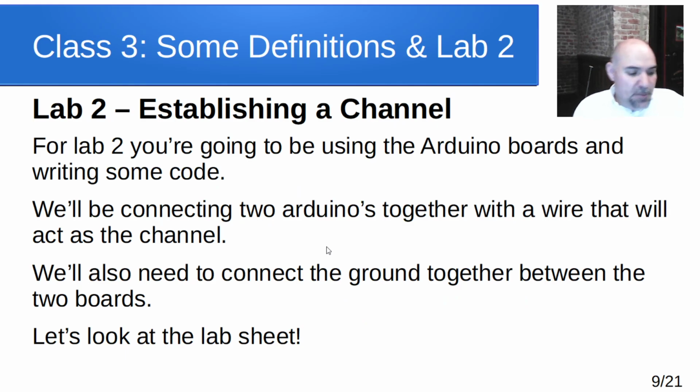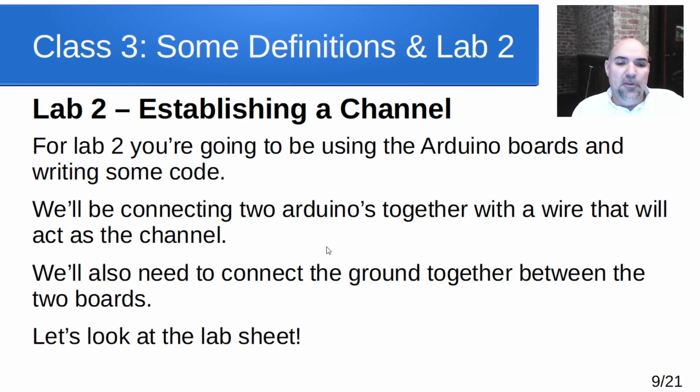All right, so now we're up to the second part of what we're going to do today. We only did 15 minutes on the lecture stuff that we just did. What we're going to do for this lab is establish a channel from one board to another board. We're going to be using the Arduino boards to do that, and we're going to be writing a little bit of code.